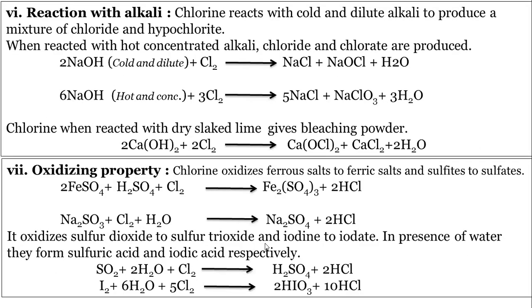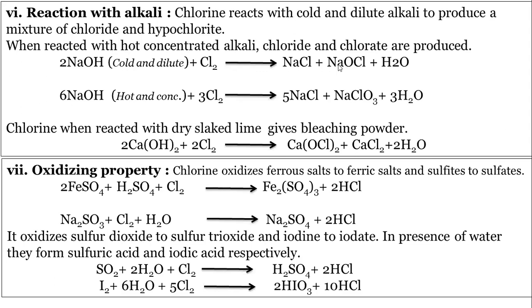Then, reaction with alkali, reaction with base. When chlorine reacts with NaOH in cold and dilute condition, it gives a mixture of chlorides. This is sodium chloride and this is sodium hypochlorite. So it gives a mixture of chlorides and hypochlorites when the alkalis are cold and dilute, because there are two conditions: when the alkalis are hot and concentrated, and when the alkalis are cold and dilute.